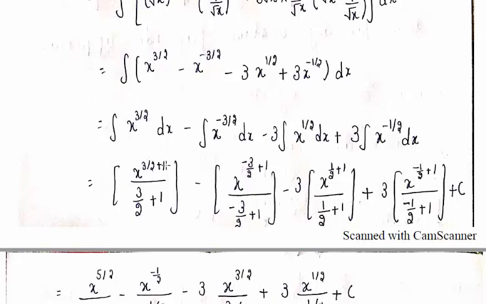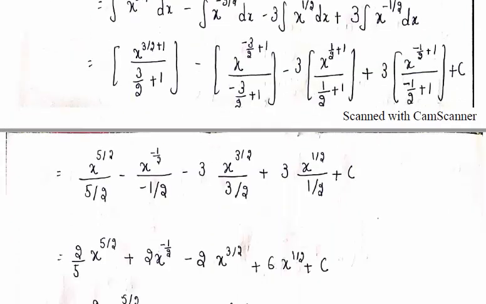This is equals to x raised to power 3 by 2 plus 1 over 3 by 2 plus 1, minus x raised to power minus 3 by 2 plus 1 over minus 3 by 2 plus 1, minus 3 times x raised to power 1 by 2 plus 1 over 1 by 2 plus 1, plus 3 times x raised to power minus 1 by 2 plus 1 over minus 1 by 2 plus 1, plus c.